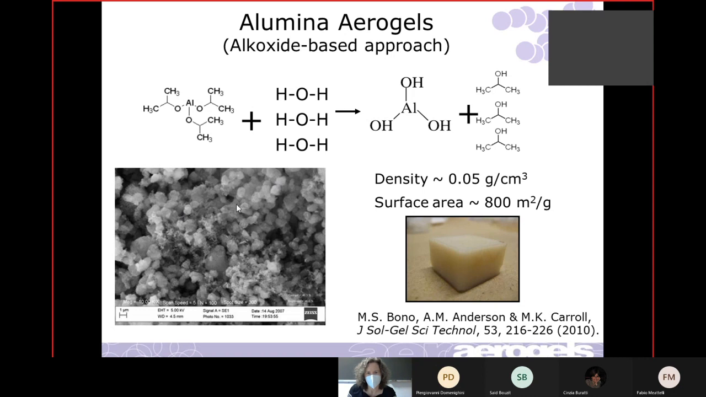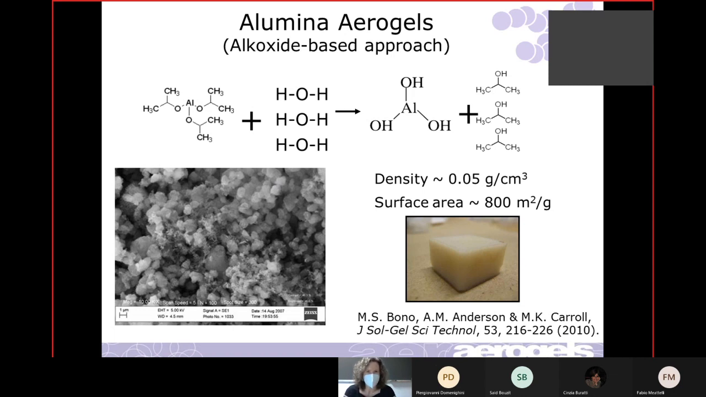The gel itself is not transparent, so this is not the sort of gel you would use for a window sort of application, but it is a nice monolithic gel. The chemistry involved here, though, is a little bit tricky in terms of temperatures for different steps and the process.